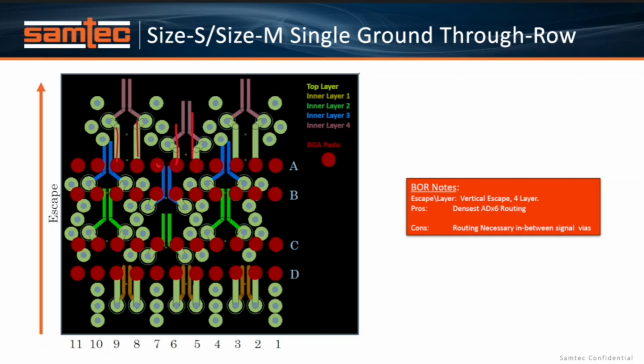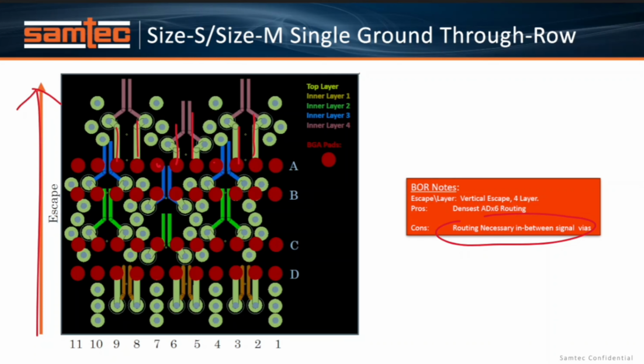In addition, in this instance, what we're doing with the signaling is routing everything through a vertical escape. So you can see that the signaling is traveling in this direction, away from the connector. So in this particular instance, some of the pros is that this allows for the densest routing on the size L, size M connectors, the ADX6, but this also has a trade-off of routing signals between vias.